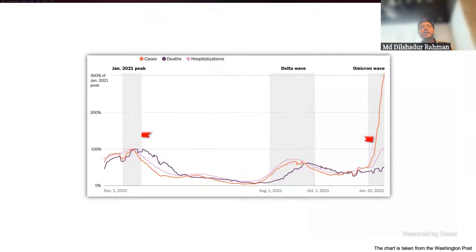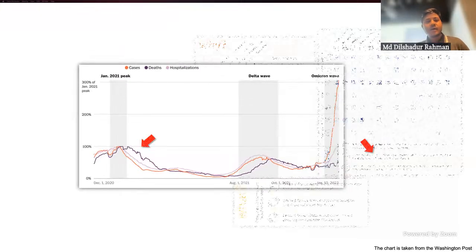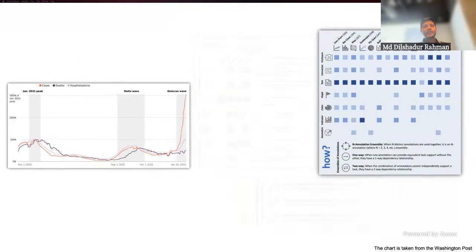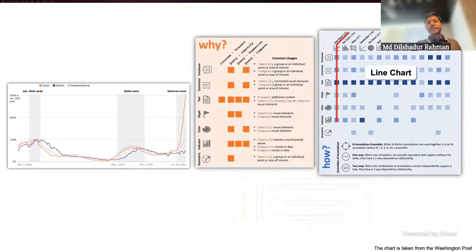Now, let's say the designer wants to present more context to explain these trends in the data. If we go back to the design space again, the how section remains the same because this is the same chart. And if we look at the why section, we see that only text annotations really help present additional information. So the designer would go with text annotations in this case.